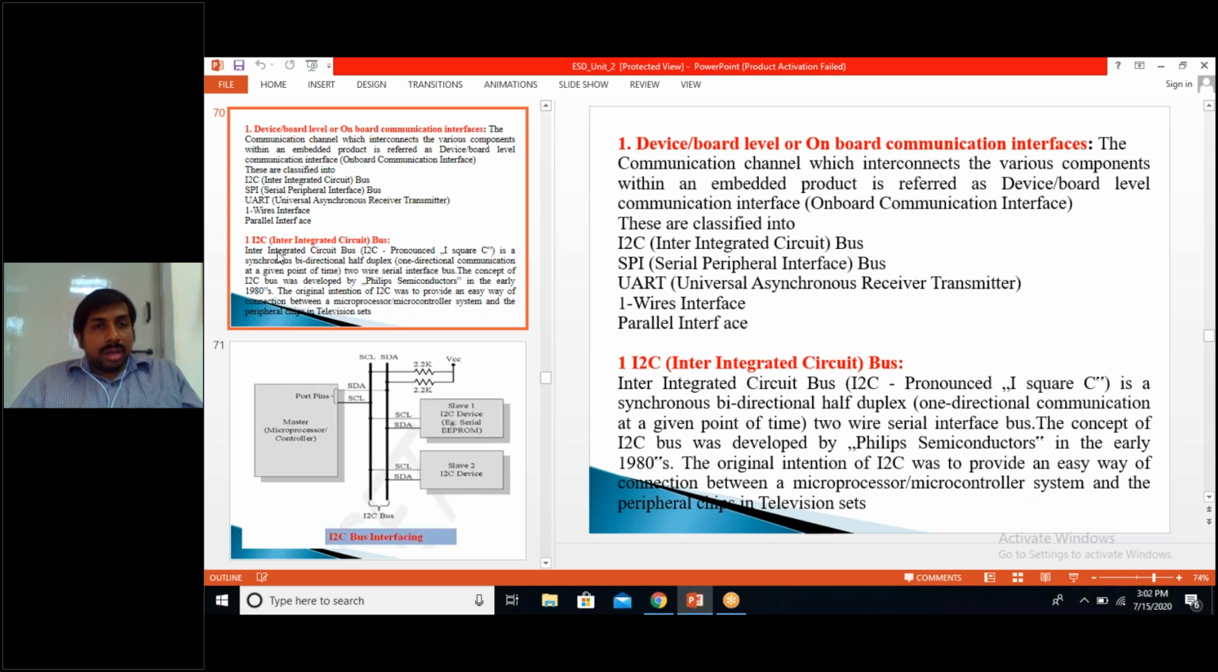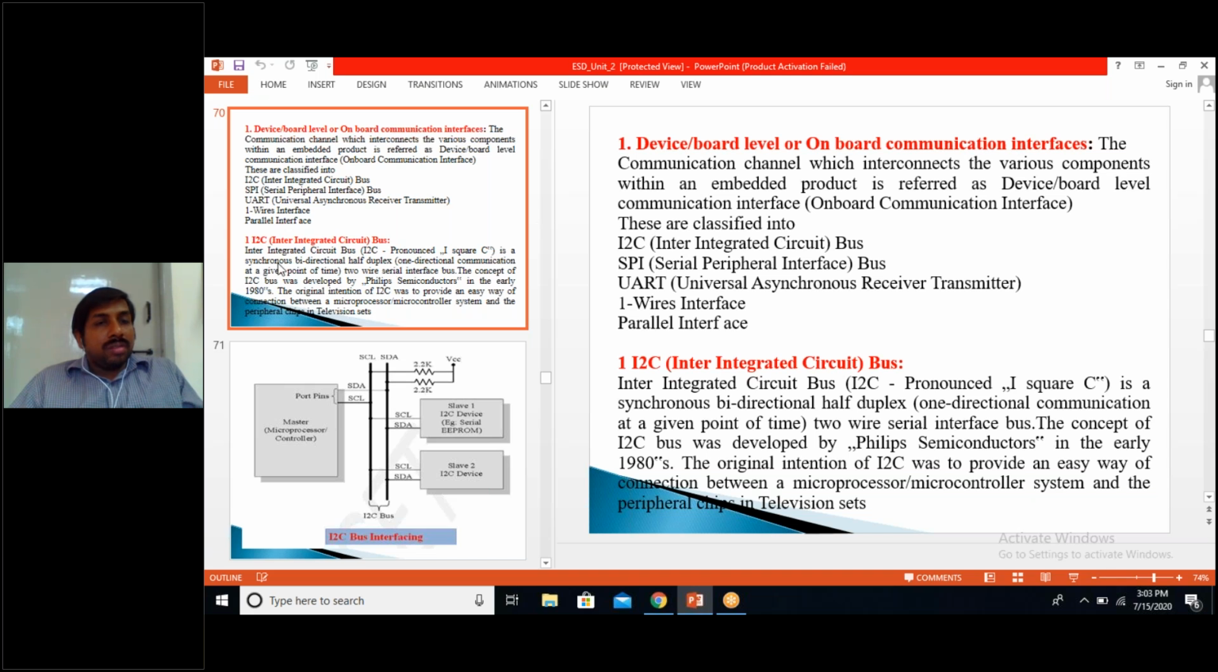So within the embedded system hardware, the system core can be a master, the memory can be a slave, or a sensor is transmitting data to the system core, or the system core is transmitting the data to the actuator. So these are all connected as master and slaves by using a bus called inter-integrated circuit bus, which is a synchronous bidirectional half duplex bus. Half duplex means communication in one direction occurs at a given point of time. So from the system core to memory or memory to system core, but at a time only one directional communication will occur.